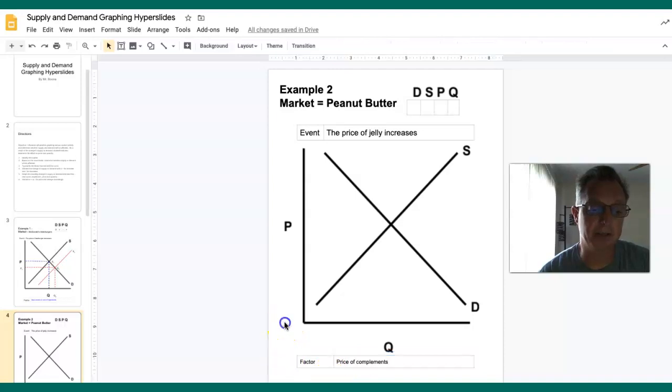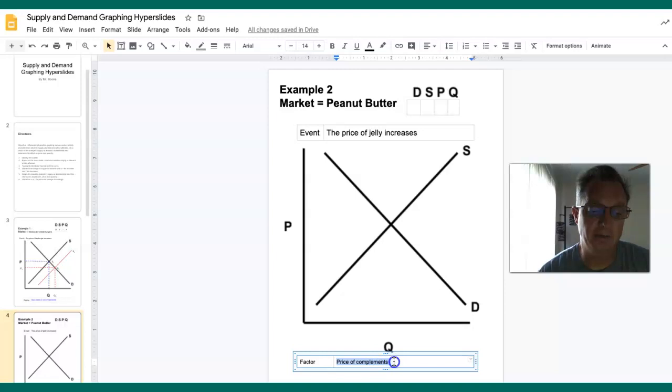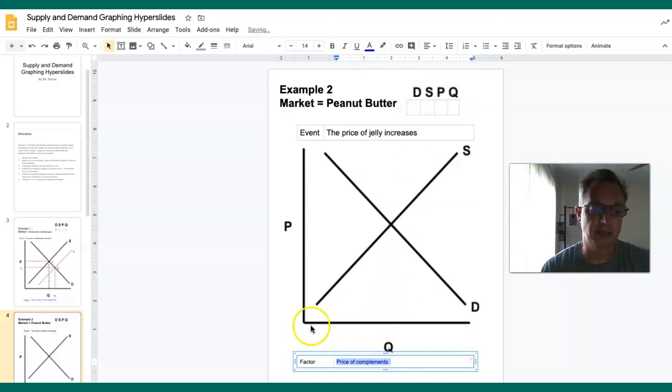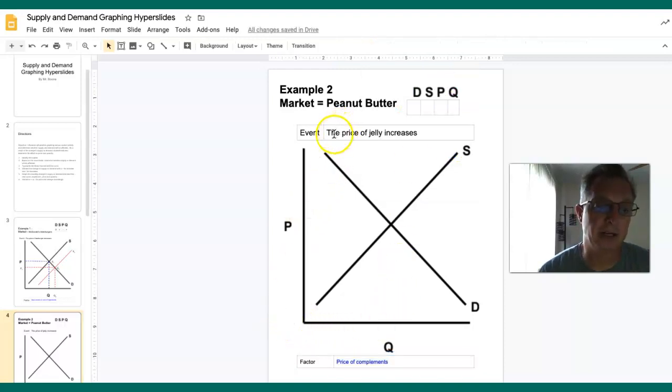Price of complements. And so we put that down here as our item, and I'm going to change the font so I can see what color it is. Where's that at? Fill color, font color, text color, and there we go. So note that we've completed that so far, and then we're going to move on to the graphing of one of the two curves. It's a demand factor. So think to yourself, price of complements.